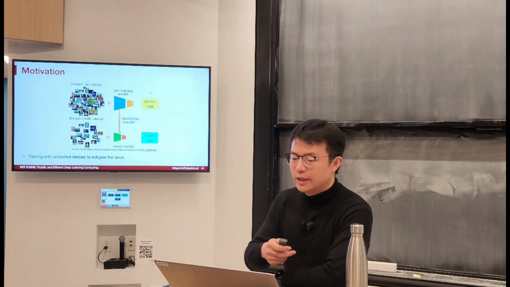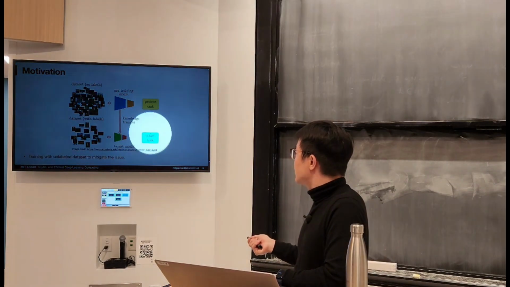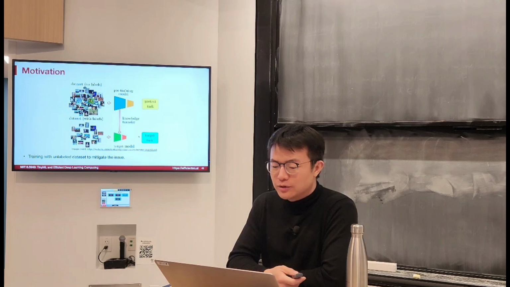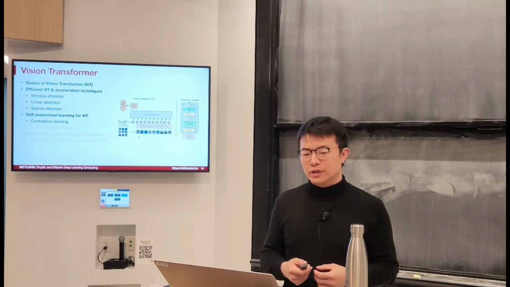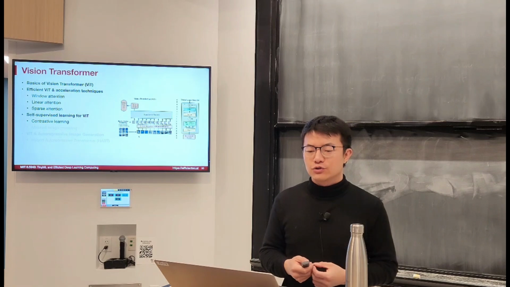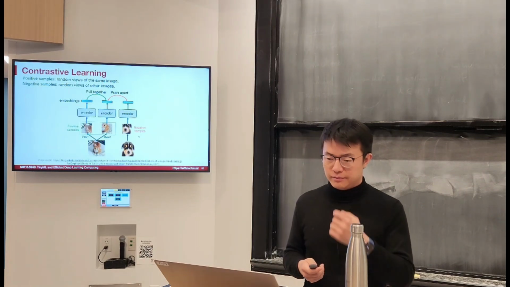Given a target task, how do we use unlabeled data? We are going to talk about 2 techniques. One is using contrastive learning, the other is using masked image modeling.